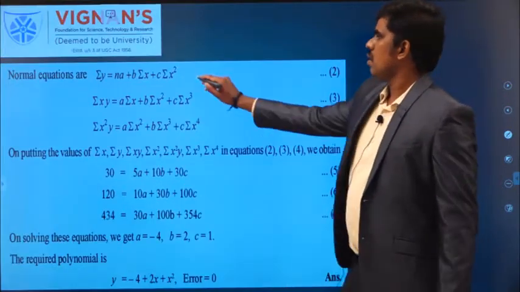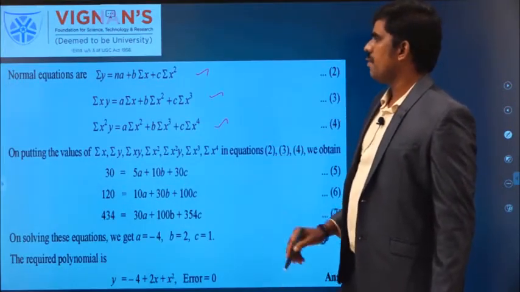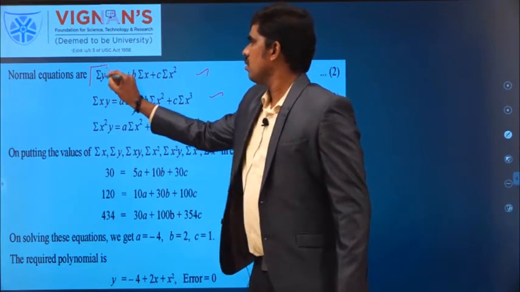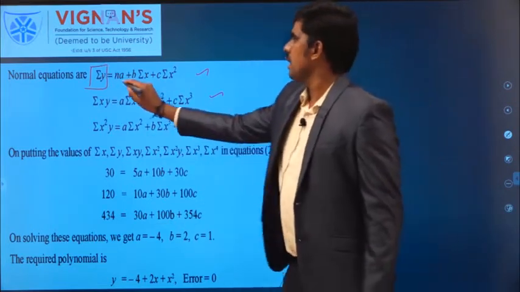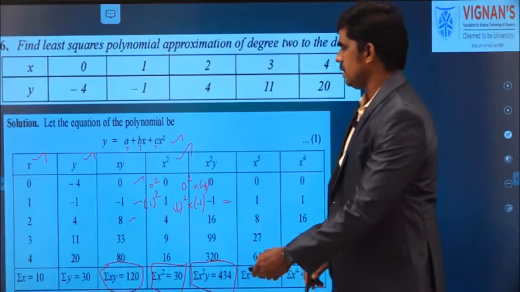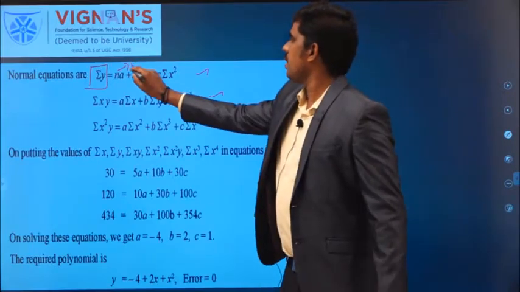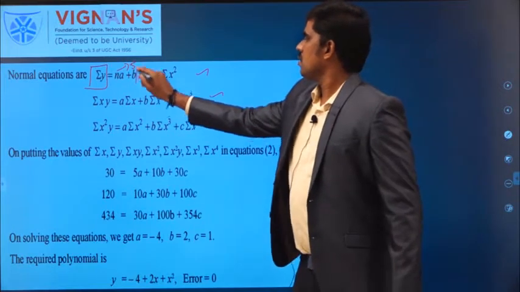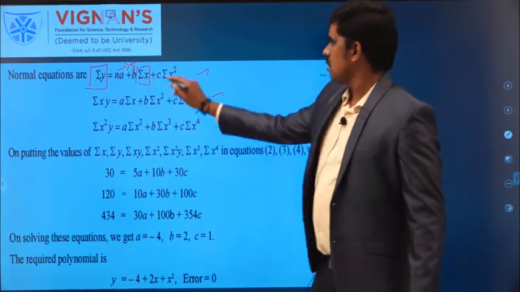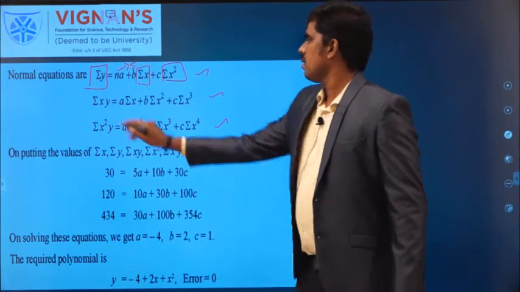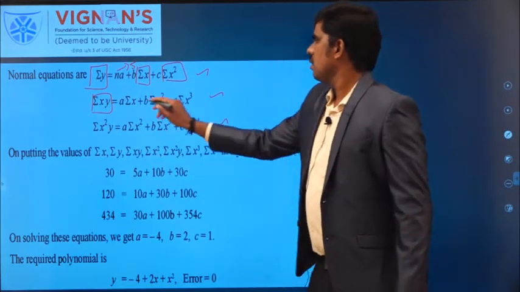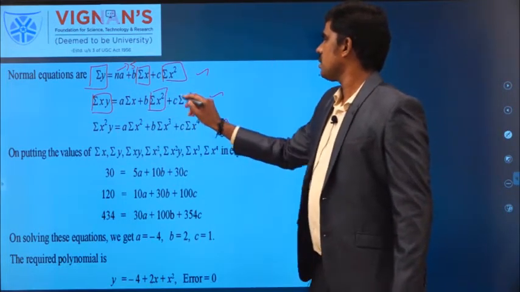So you know the normal equations, and the values come from the table. I know summation y. n is the number of values. What is n here? The number of values is 5, so n is 5. Then summation x from the table, summation x square from the table, summation xy from the table, summation x square from the table, summation x cube.